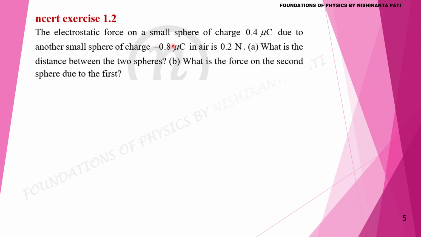The electrostatic force on a small sphere of charge 0.4 microcoulomb due to another small sphere of charge minus 0.8 microcoulomb in air is 0.2 Newton. What is the distance between the two spheres? What is the force on the second sphere due to the first? The two spheres behave as point charges. Q1 given, Q2 given, force magnitude given, then the distance is asked, and the force on the second sphere due to the first sphere is asked.